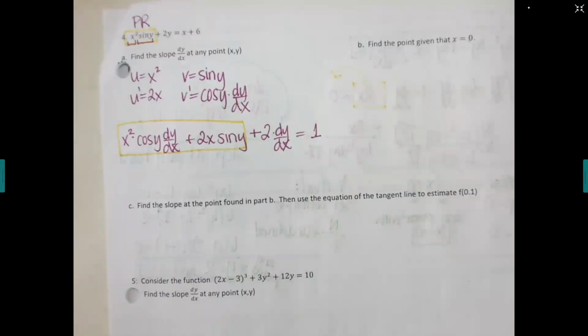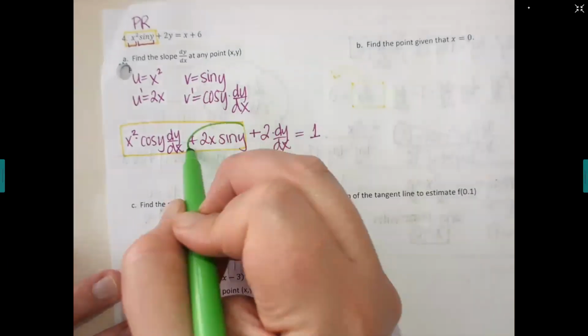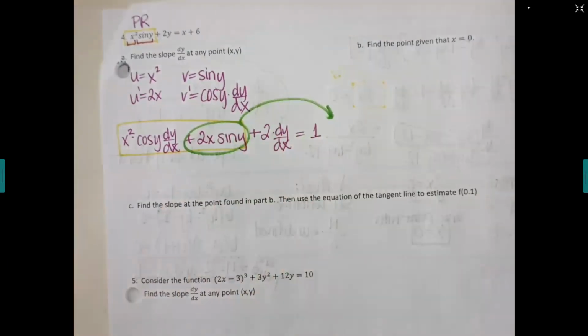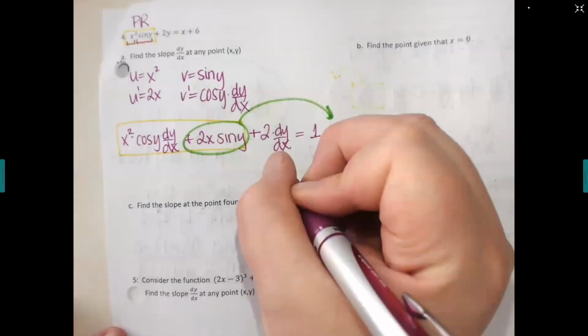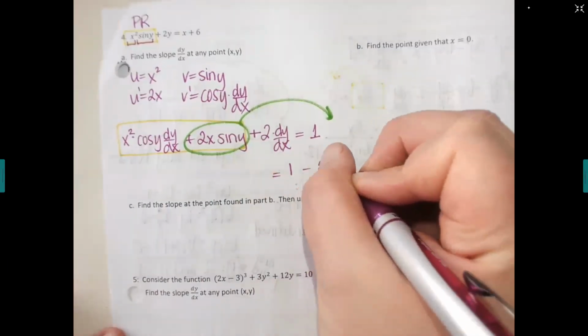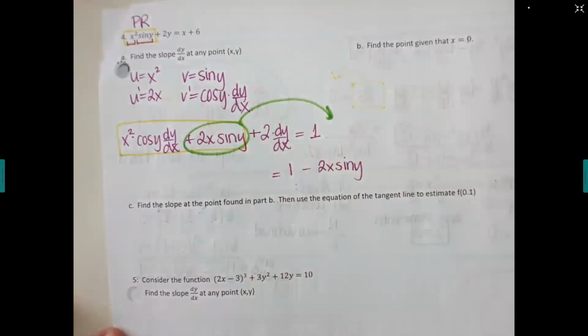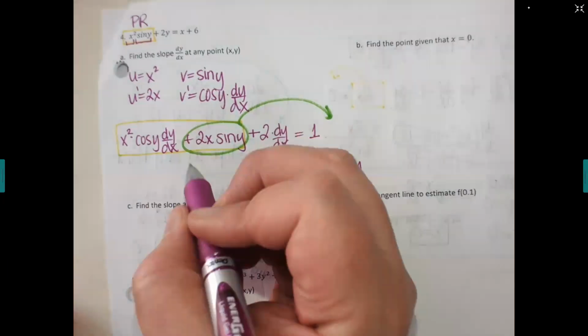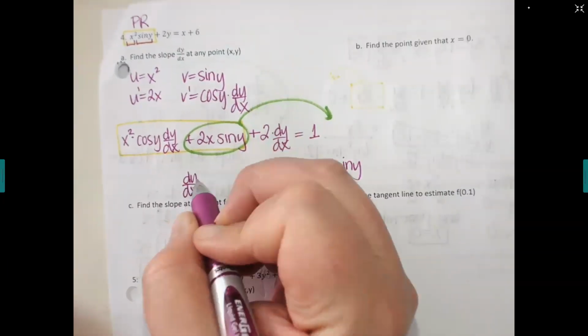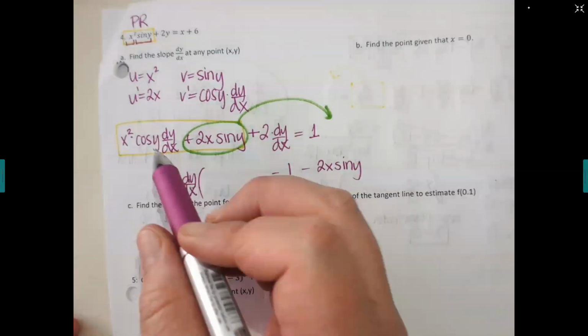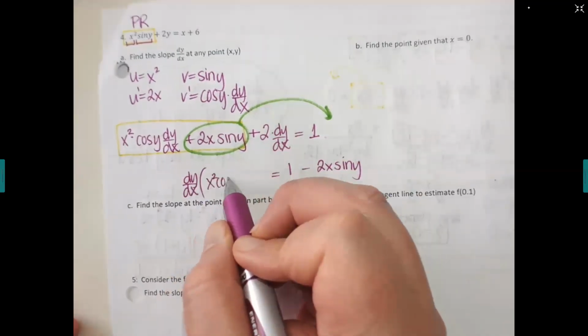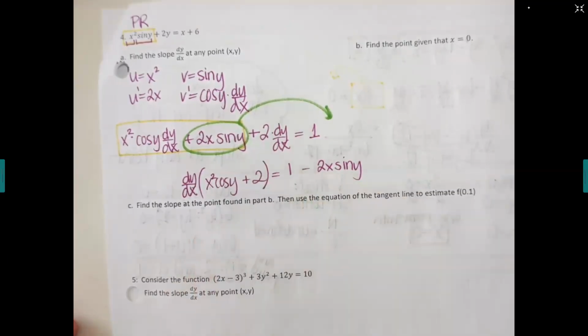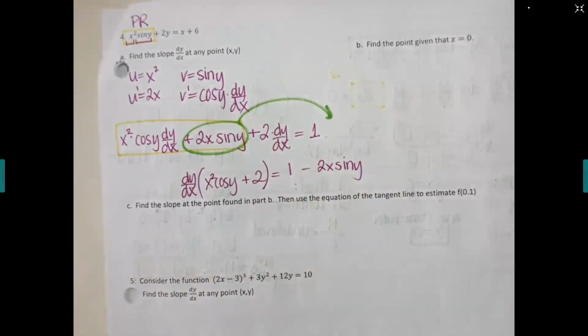Okay, then looking at all your guys, who's going to move across because they don't have a dy dx? Okay, it's going to come over here. So we're going to have 1 minus 2x sine y. And then on the other side, the only guys that are left over both have a dy dx. I'm going to factor that out. So my dy dx pulled out is going to be an x squared cosine y plus 2. And then we know that this is going to end up on the bottom of the fraction for dy dx.